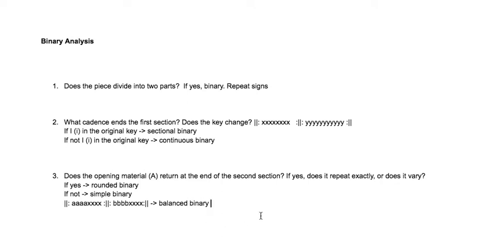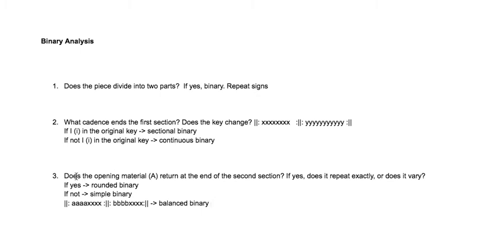Okay, so those are the three most important things to ask yourself. First of all, does the piece divide into two parts? If it does, we're looking at a binary piece. And the best way to see that is to observe the repeat signs. And the second question, what cadence ends the first section? So at this point, you're looking at here, right before that repeat sign at the end of the first section. And if it's tonic in the original key, sectional binary. If it's anything else, continuous binary. So only those two possibilities.